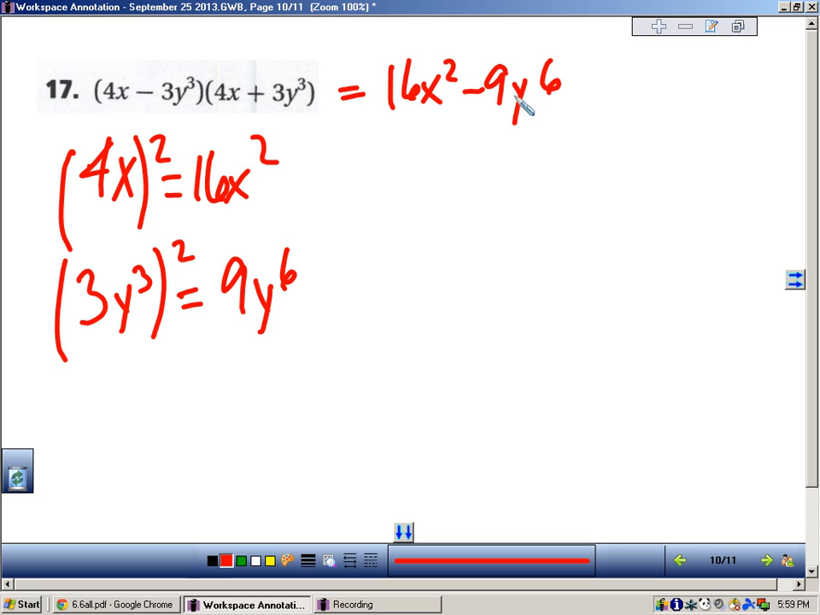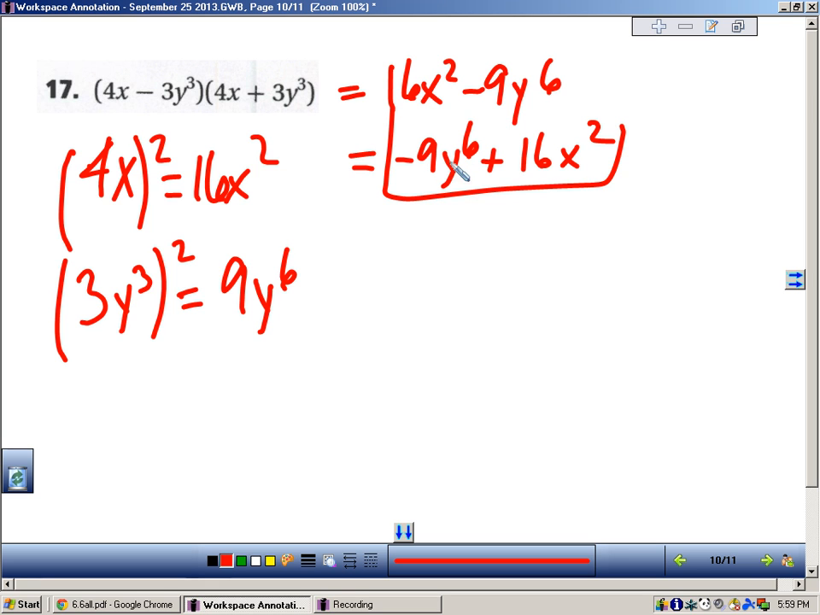Let's multiply this through using the distributive property. And also, you might notice that that would be in standard form, if I'm not mistaken, highest power first. I have to double check on that because the variables are different, so we will see.